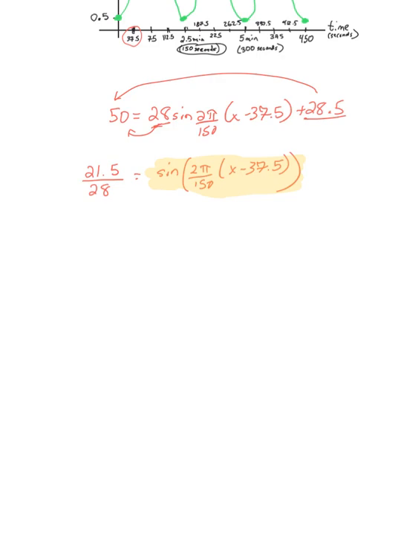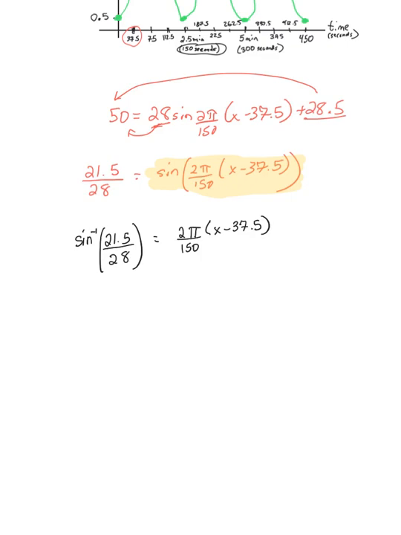So I will take the sine inverse of both sides. I'm going to say the sine inverse of 21.5 over 28 is equal to 2 pi over 150 times x minus 37.5. I like to keep the top with the top.